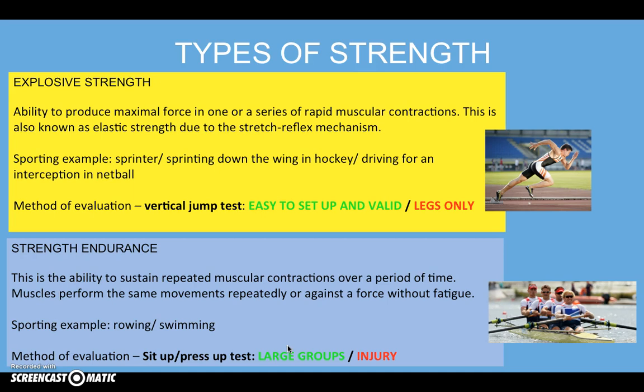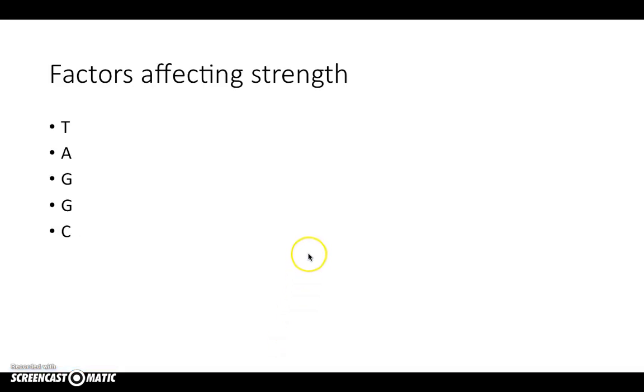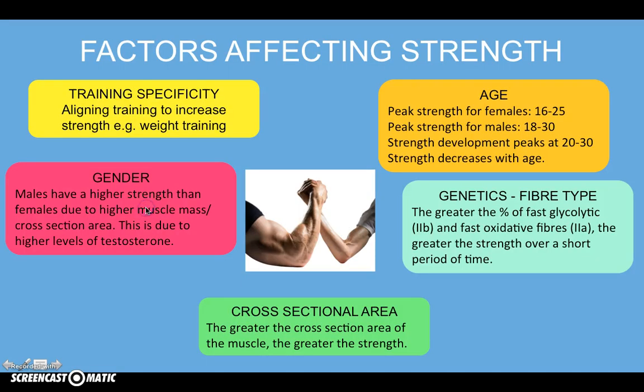Okay. Now we're going to be moving on to the factors affecting strength. Hopefully you remember the tag that we used for the aerobic training. We're going to be using that again. However, you need to add a C on the end of it. So tag C, factors affecting strength. You've got to remember tag C.